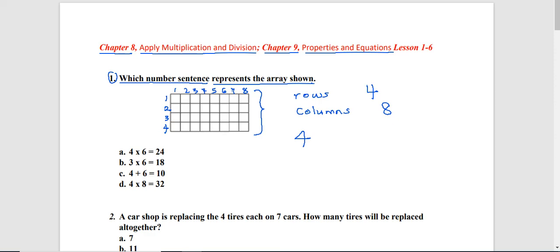This shows there are 8 columns and 4 rows. So for you to show the multiplication sentence, that would be the number of rows, which is 4, multiplied by the number of columns, 8. And 4 times 8 is 32. That leaves us with option D.